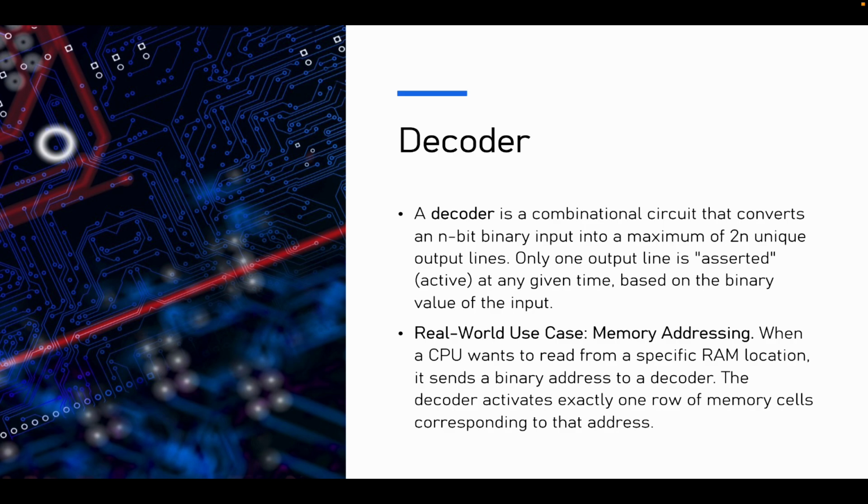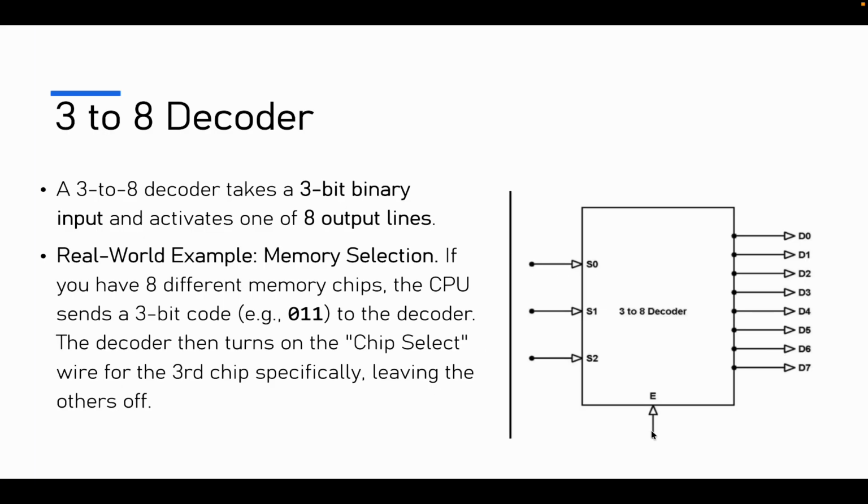It means it is active at any given time based on the binary value of the input. Real world use cases. You use it in memory addressing. When a CPU wants to read from a specific RAM location, it sends a binary address to a decoder. The decoder activates exactly one row of the memory cell corresponding to that address. We'll see how it works, okay?